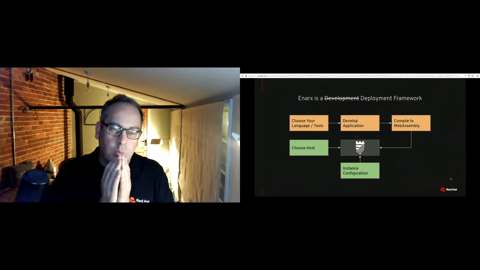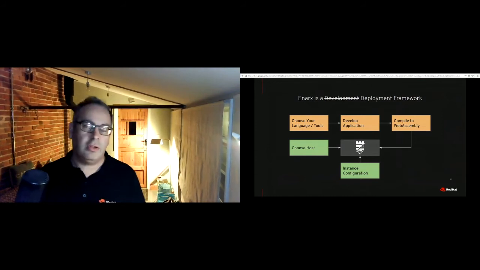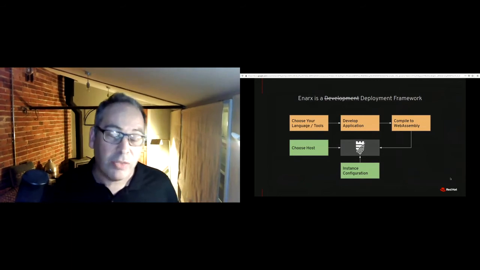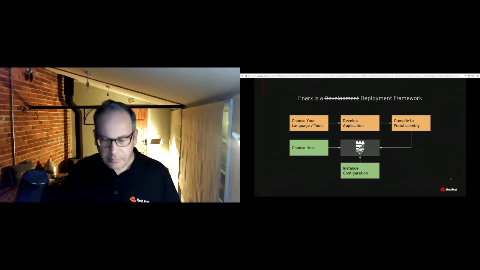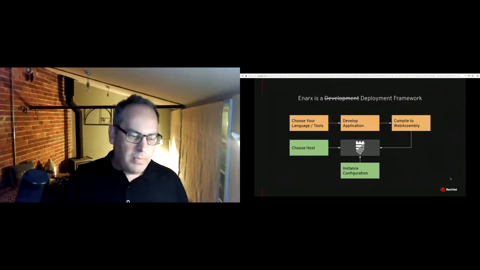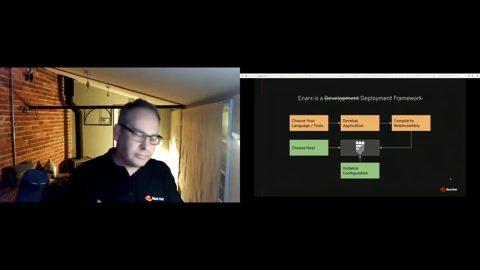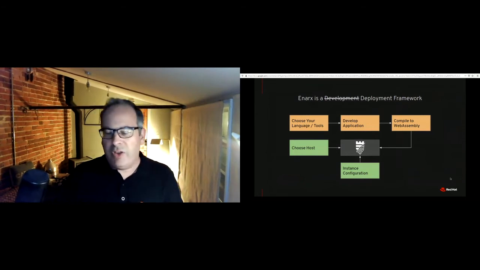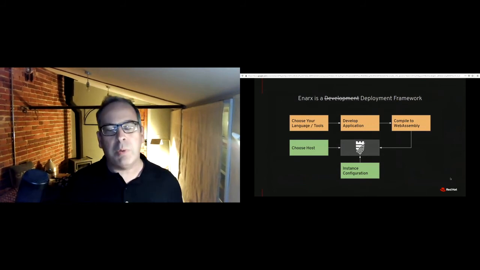You should be able to choose whatever language you want, as long as it can compile to WebAssembly, and many of them do, over 40 already. You develop your application, you compile it, and then you've got something that's ready to run. You can think of that as the equivalent of a virtual machine image or a container image, or a jar file that you're ready to ship and deploy.